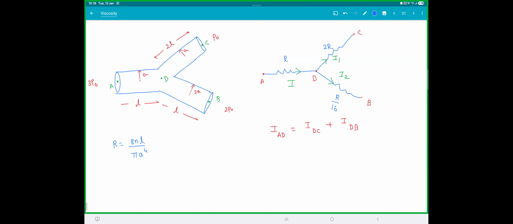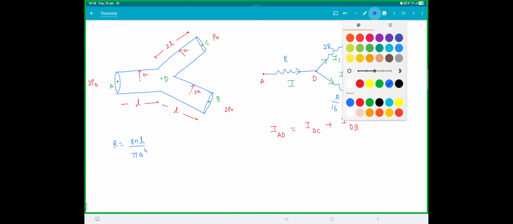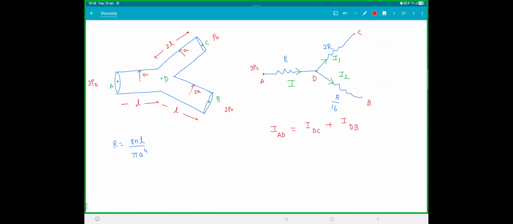Now what is current? Current is nothing but potential difference by resistance. So the current in A to D is the potential difference, which is PA minus PD. Remember, current always flows from higher to lower potential. So what is A's potential? 3p naught. C's potential p naught and B's potential 2p naught.